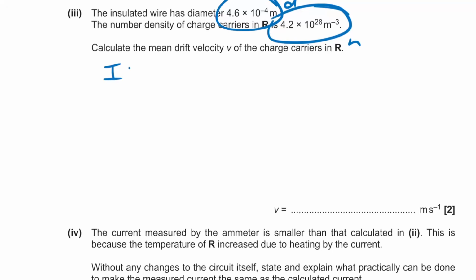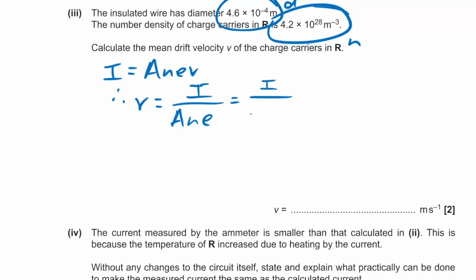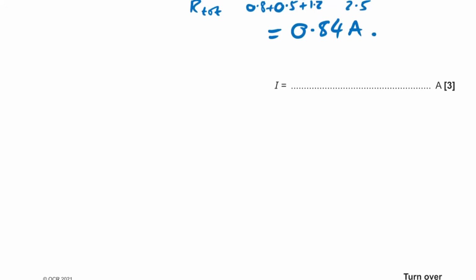So our equation is this. We're looking for V, so therefore V is going to be the current over all of this other stuff. So that's equal to I over, well, again, that's 4 pi r squared, I guess. Yeah, let's just say it's going to be pi r squared or pi d squared over 4. Let's just say pi r squared.